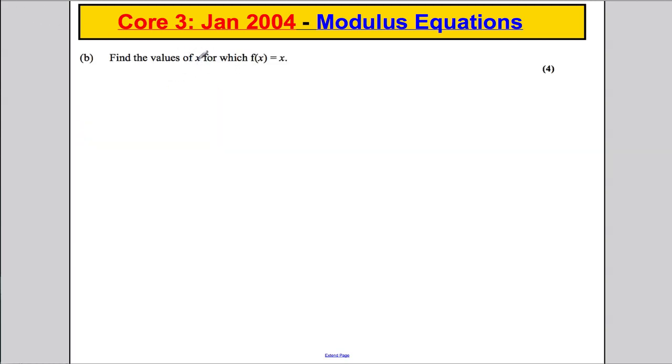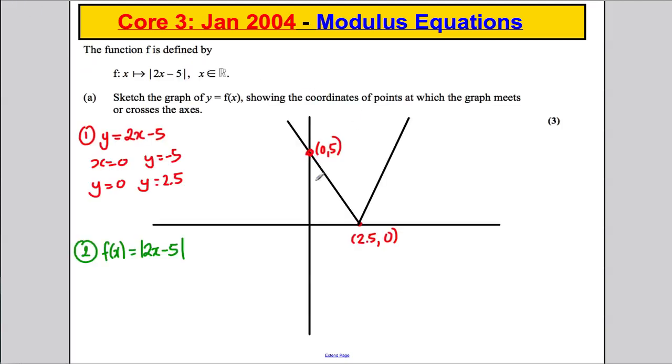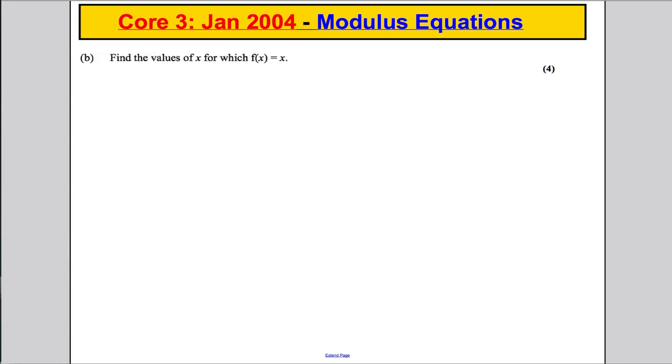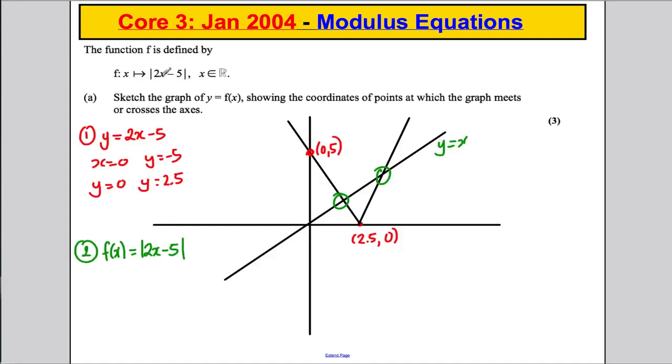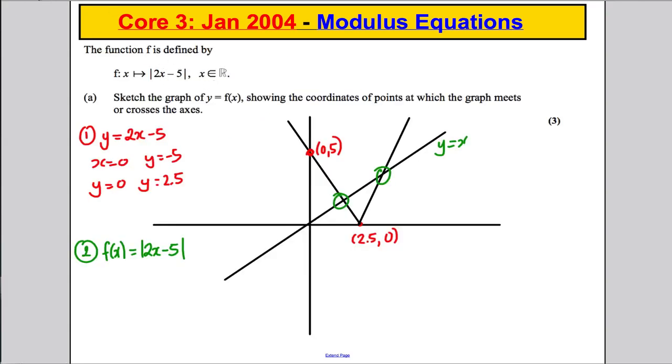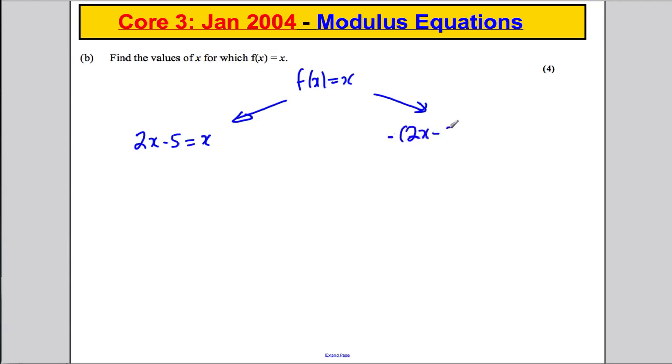Part B, find the values of x for which f of x is equal to x. Now, if I drew the graph y is equal to x here, y equals x looks something like that. There will be two solutions, one here and one here, when this branch of the line equals y equals x, and when this branch of the line equals y equals x. So there are two things to solve here. If I'm solving f of x is equal to x, on the one hand, I solve 2x subtract 5 is equal to x, and on the other hand, I solve the negative of the expression inside the modulus is equal to x.